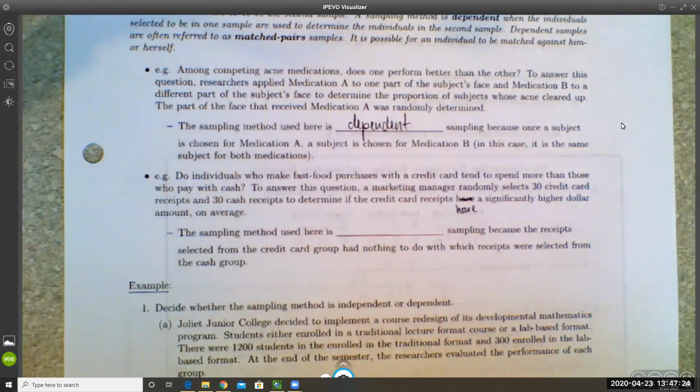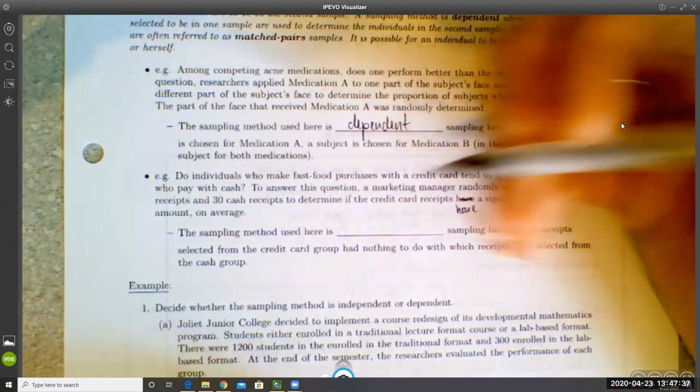It just says that they randomly selected 30 cash receipts, and then they randomly selected 30 completely different credit card receipts. So there are no matched pairs here. Those two samples are not related in any way. So this sampling is independent.